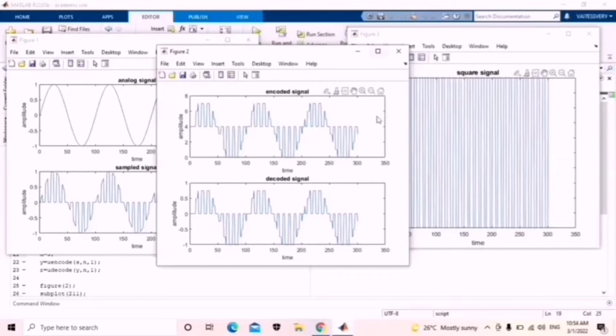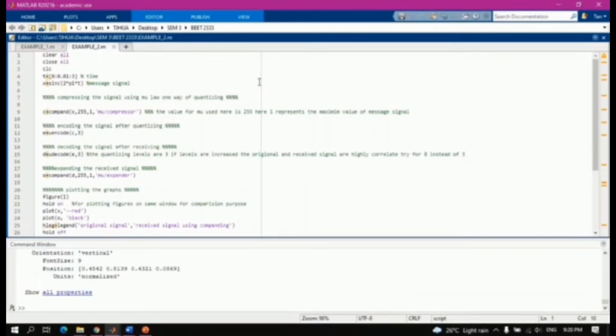Here are the outputs. I'm Tan Jianhua, and I will explain example 2. In example 2, we need to observe the received signal with and without companding, which is compressing and expanding the pulse code modulation signal. First of all, we need to clear and close everything and make the time matrix 0 to 3 with increment 0.01. And the message signal, which is a sine wave with parameter 2 pi t.